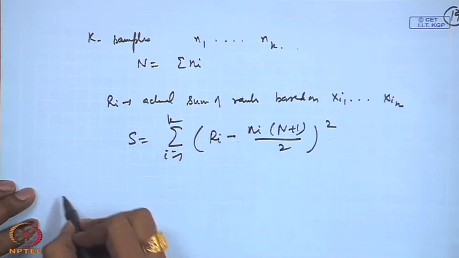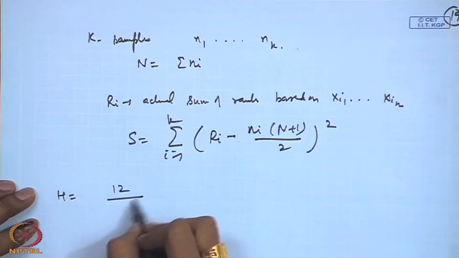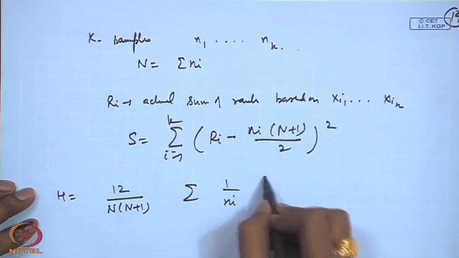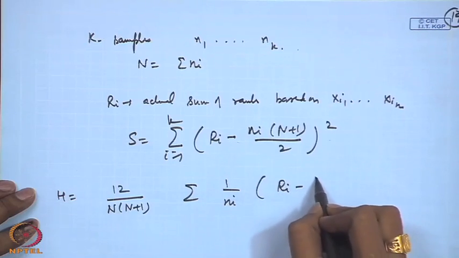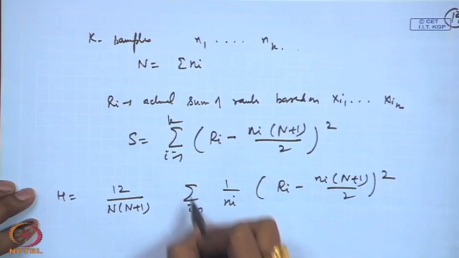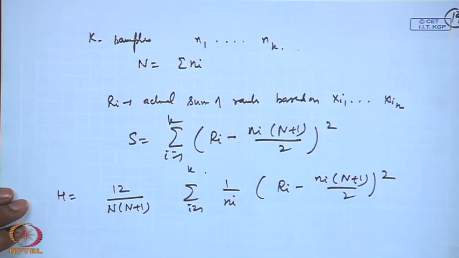This is for the Kruskal-Wallis, and then we define H is equal to 12 by n into (n plus 1), sum of (ri minus ni into (n plus 1) by 2) whole square, i is equal to 1 to k. Based on this, the testing procedure has been developed. This is called the Kruskal-Wallis formula. The general linear rank statistic for k sample problems have also been defined, and then versions like van der Waerden statistics, Terry test statistics, etcetera are also defined.